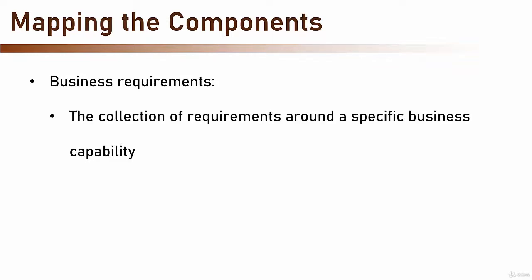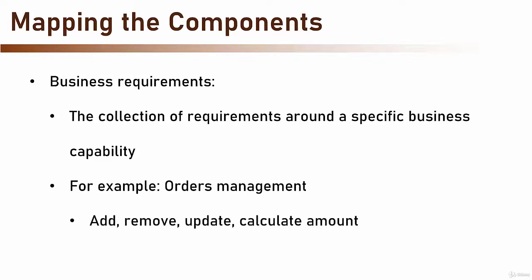So when talking about business requirements, we talk about the collection of requirements around a specific business capability. We need to identify the various business capabilities of the system and understand what the requirements for each one are. For example, a business capability can be orders management, meaning the system should manage orders received by customers. This is a business capability, and there are requirements that support it, such as add new order, remove order, update order, calculate the amount of orders, and so on. Each one of these requirements relates to the orders management capability.